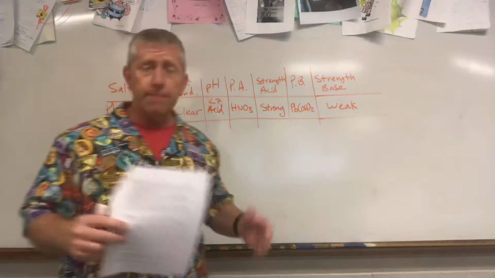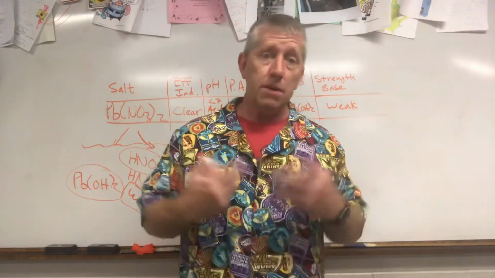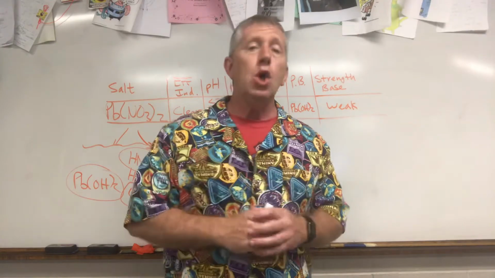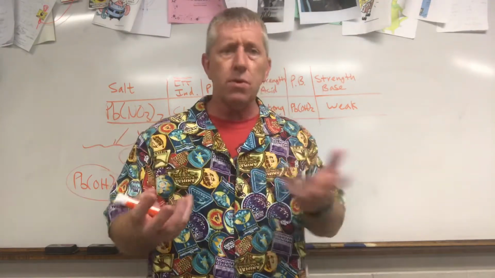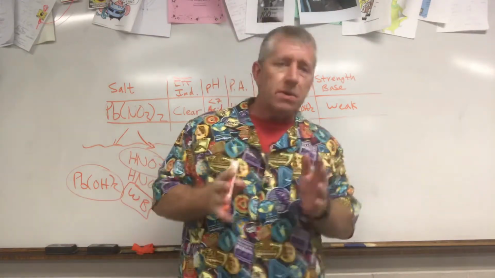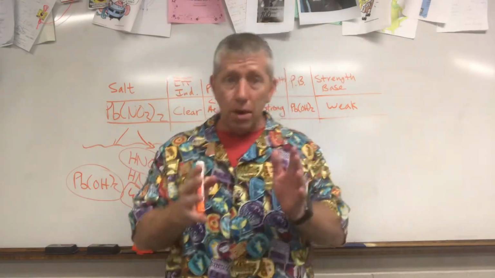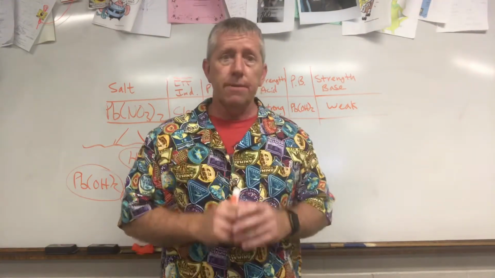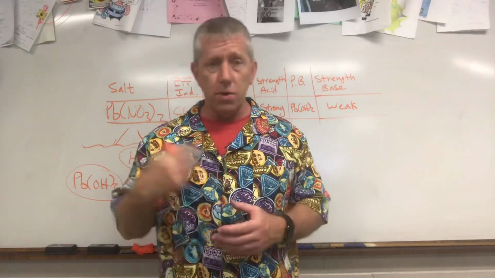Strong versus weak. It's possible they have two strongs. I already gave you that hint. There will be one of those that'll make a strong acid and a strong base, two strongs, and that would be a neutral solution. Otherwise, though, somebody is going to be stronger than somebody else. So there will be an effect on the indicator, and you'll have a strong versus weak.